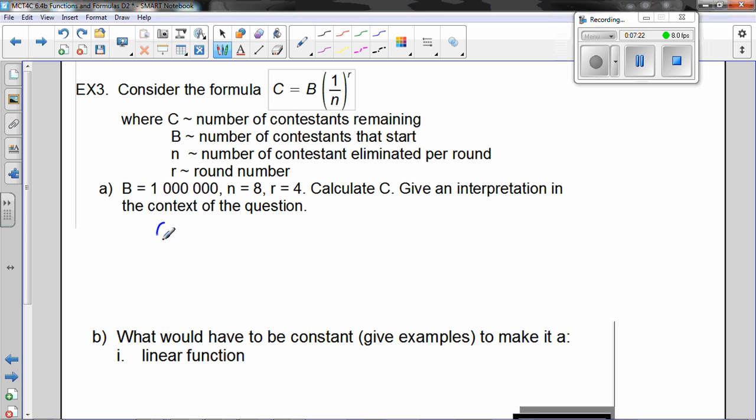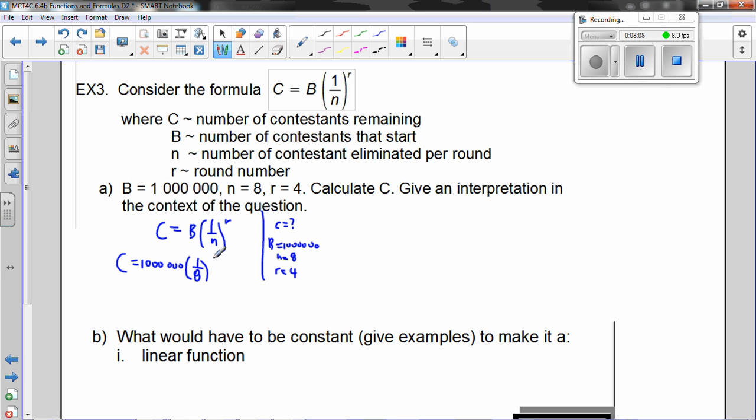So here in this equation, C is not known, B is 1,000,000, N is 8, which means 8 people are eliminated per round, which is kind of the size of the poker tables. So each table would have one winner, I guess, and then they move on to the next round. This is after 4 rounds. How many of the original 1,000,000 people are still left over? Well, not many.